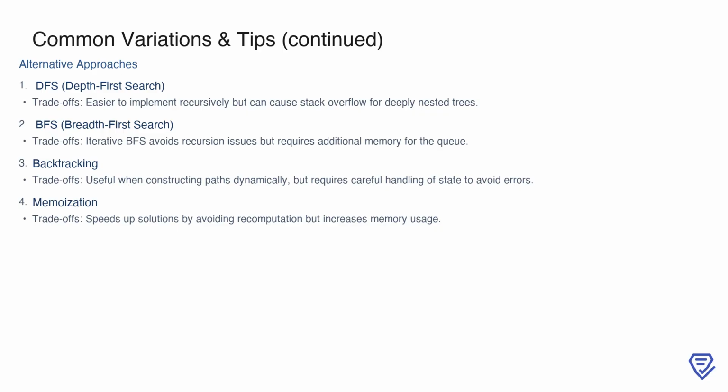Breadth-first search, or BFS, avoids recursion issues by using a queue, though it comes at the cost of higher memory usage. Backtracking is another powerful approach, especially useful when constructing paths dynamically. However, it requires careful state management to avoid introducing errors. Finally, memoization is invaluable for speeding up solutions by storing results of sub-problems, but it increases memory requirements. Understanding these trade-offs will help you choose the most appropriate approach based on the problem constraints and your specific needs.